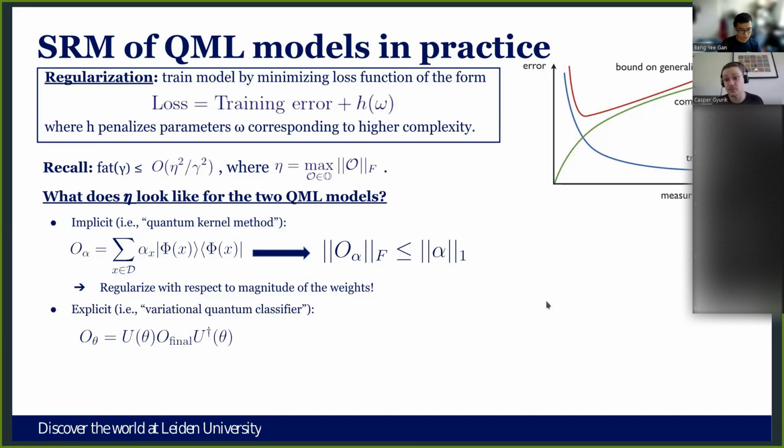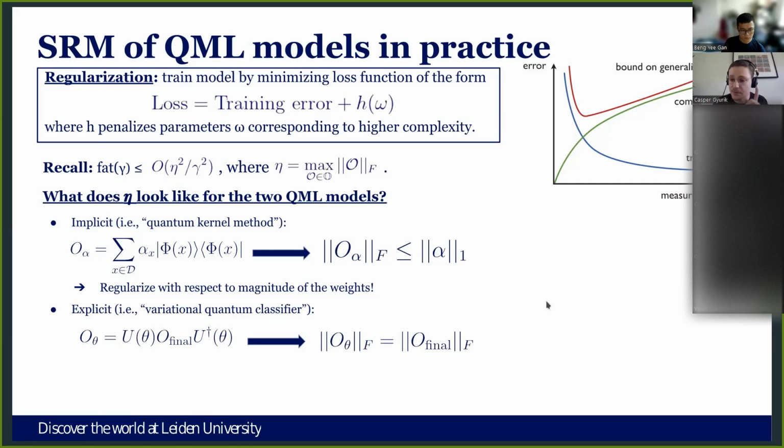Finally, we have the explicit model, which takes, again, this form. And now we find that the Frobenius norm does not at all depend on the variational circuit. The variational circuit doesn't change the Frobenius norm. It's a unitary matrix, so all the eigenvalues have norm 1. So nothing really happens there.